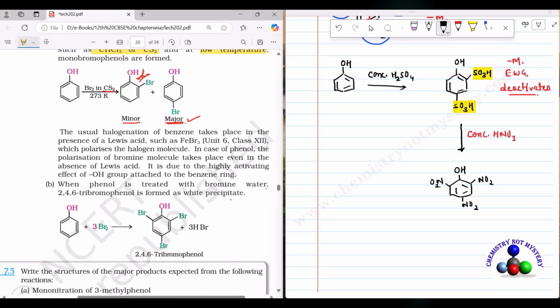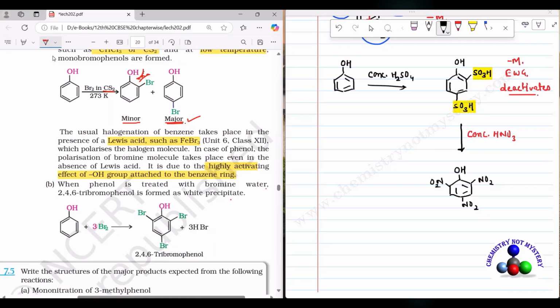The usual halogenation of benzene takes place in the presence of a Lewis acid such as FeBr3, which polarizes the halogen molecule. In case of phenol, the polarization of bromine molecule takes place even in absence of Lewis acid. It is due to the highly activating effect of OH group attached to the benzene ring, which helps to produce the electrophile. In case of halogenation of benzene or the halogenation of haloarenes, we require Lewis acid, which helps to produce the electrophile.